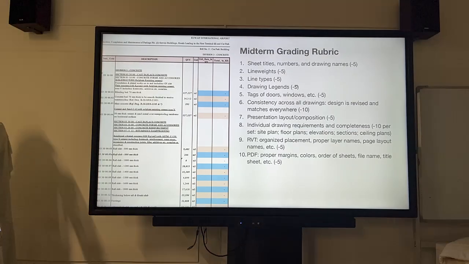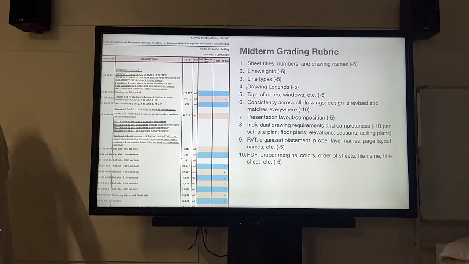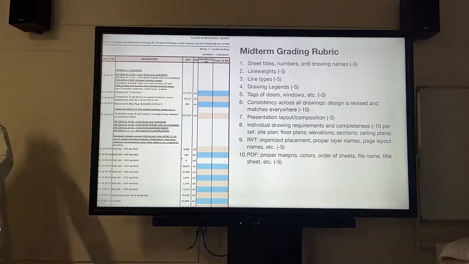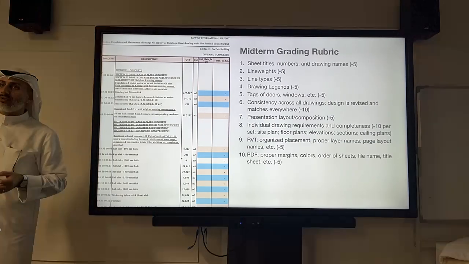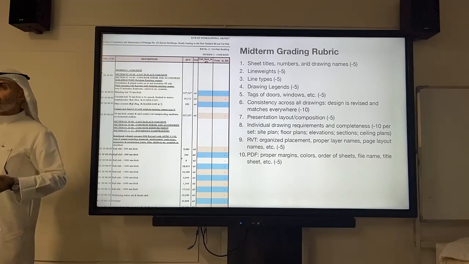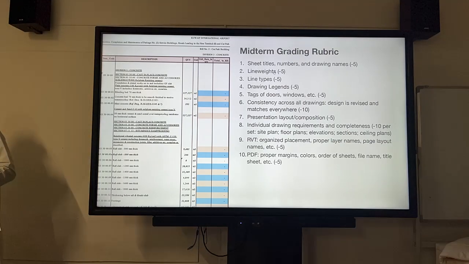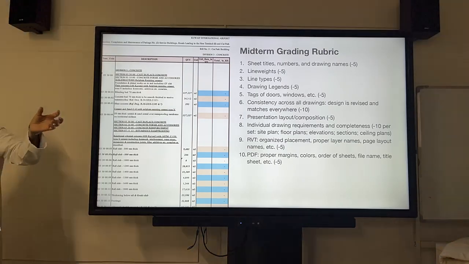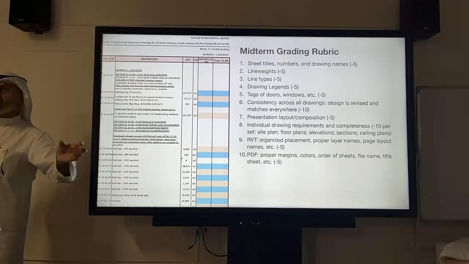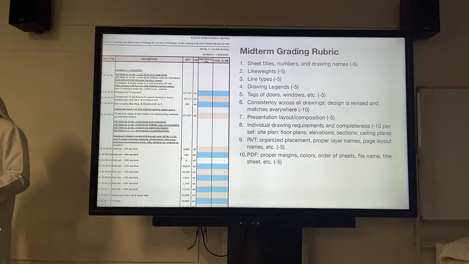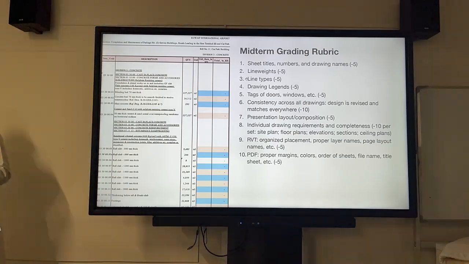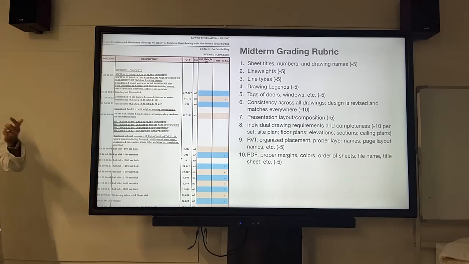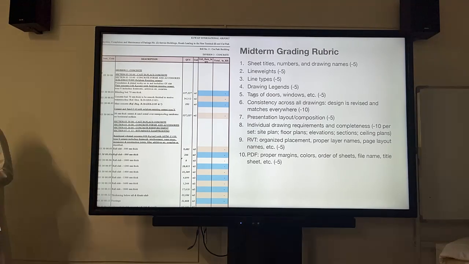Okay, so midterm, these items from 1 to 7 apply to the whole set. When we talk about sheet titles, numbers, drawing names, that applies to the whole set. Are you getting the numbers right throughout all of them? The sheet titles through the whole set? Line weights, that's a general evaluation across your entire drawing. Maybe some have really good line weights, others don't. So you're getting an average across all of your submissions for the midterm itself. Line types: are you using the right dashed, hidden lines, things of that sort?